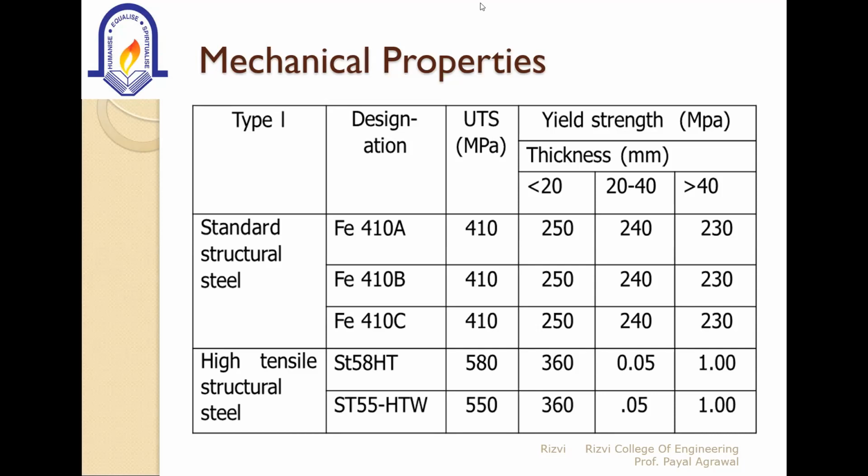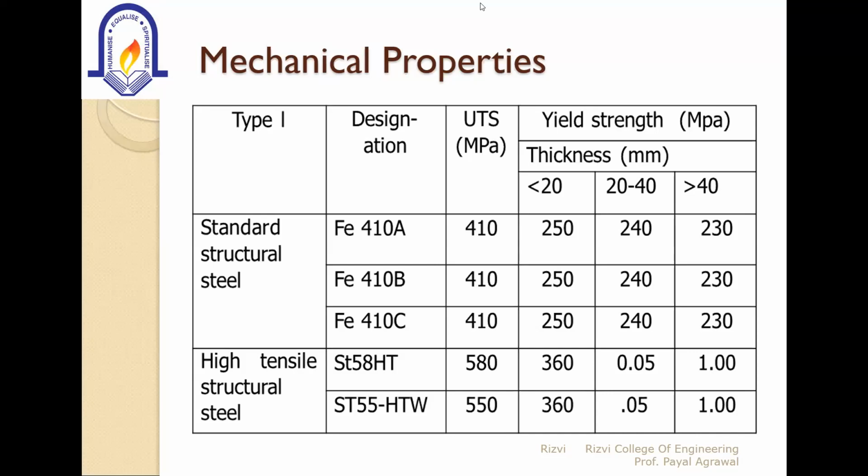Then the next is high tensile structural steel. For high tensile structural steel, two designations are there, that is ST58HT and ST55HTW, but mostly we are going to use the Fe grade only, not the high tensile structural steel, as the construction material. For the designing purpose, for each and every design, we are going to use the standard structural steel only.